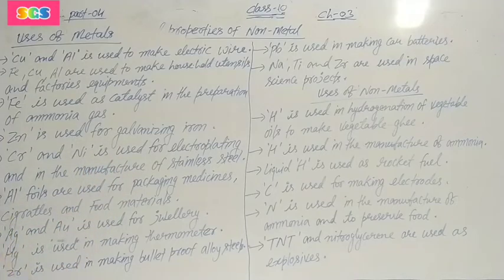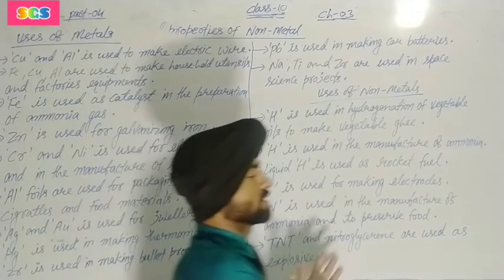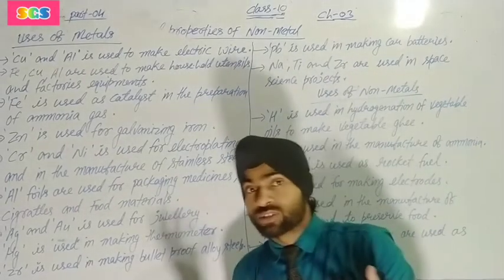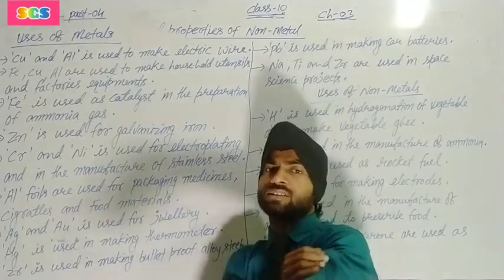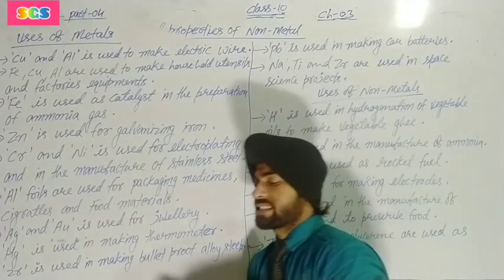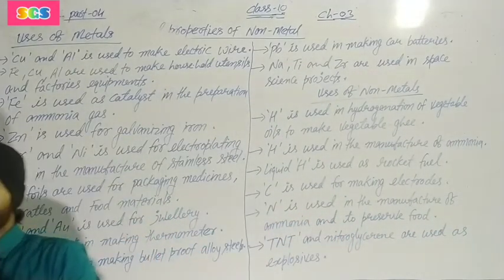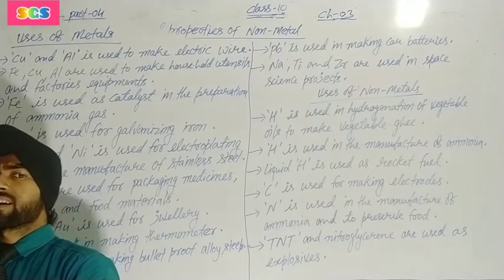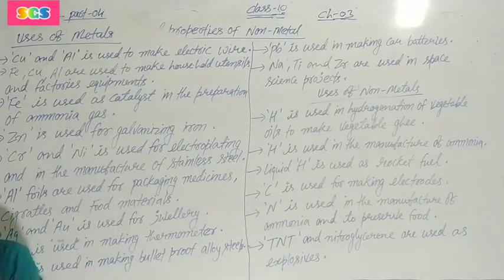Okay, so another use of metal is what? Zinc is used for galvanization of iron. Galvanization is the process of providing a layer of zinc over the iron. Why do we galvanize the iron? So we galvanize the iron to protect iron from rusting, or corrosion. As we all know, zinc is more reactive than iron, so it protects iron from getting oxidized.